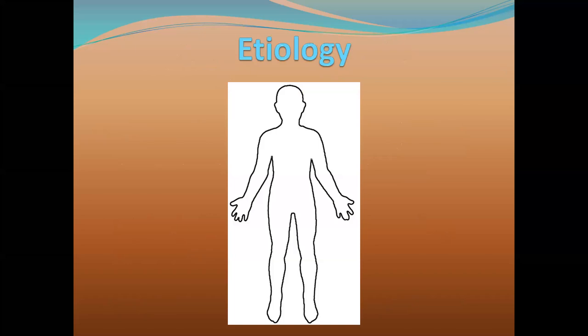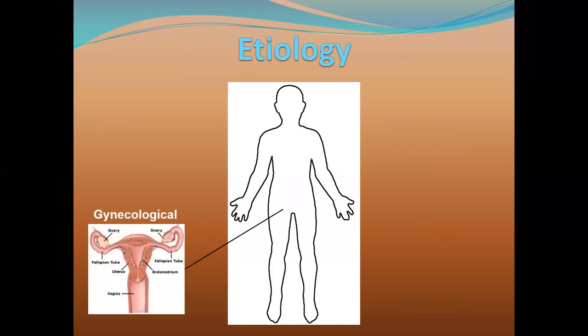So etiology is the cause. First, gynecological reasons may be related to the vagina, such as vaginal infection, or to the cervix, such as cervicitis, or other infection of the uterus, such as endometritis, or pregnancy-related causes. So here you can divide into obstetrical and gynecological causes. Among obstetrical causes are molar pregnancy, miscarriage, abortion, or preterm labor, all of which cause pain.